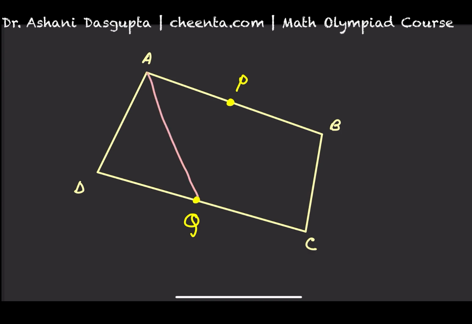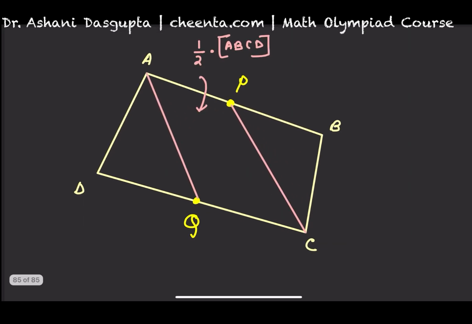Just join AQ and PC. This portion in the middle, the area of it is exactly half the area of the quadrilateral ABCD. And this fact can be used to design many beautiful problems in geometry.